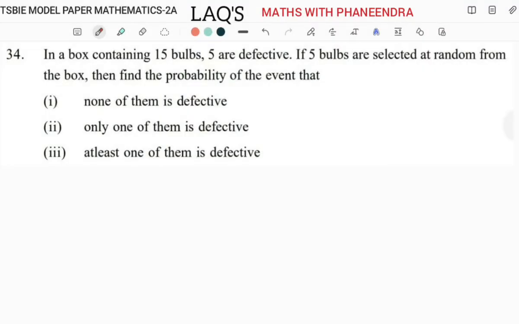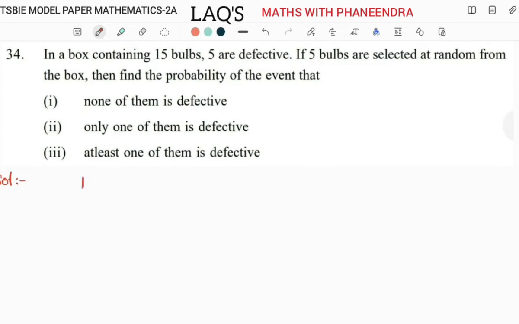Question number 34. In a box containing 15 bulbs, 5 are defective. If 5 bulbs are selected at random from the box, then find the probability of the event that none of them is defective, only one of them is defective, at least one of them is defective. So here total 3 questions are there. One by one we will do it, dear students. So question number 34 solution.